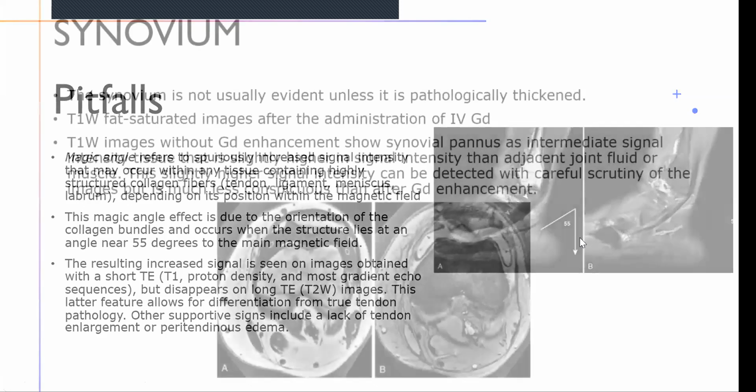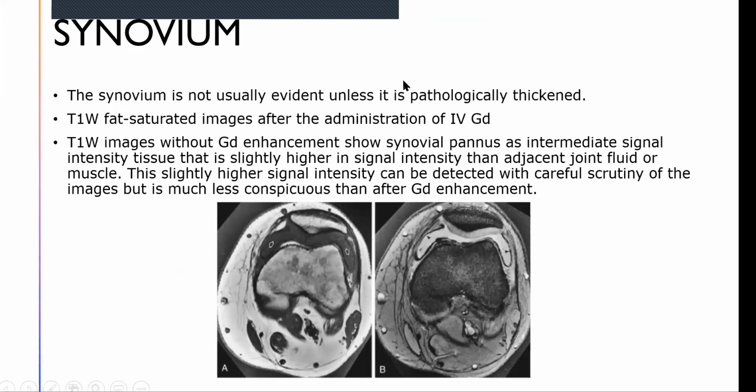Okay, what about synovium? The synovium is not usually evident unless the pathology is thickened. In T1, without IV gadolinium, the synovium has an intermediate signal intensity like that of the muscle, slightly higher than the adjacent joint fluid or muscle. So you have to use gadolinium. This slightly higher signal intensity can be detected with careful scrutiny of the images, but it is much less conspicuous than after the gadolinium. So if you want to see the synovial membrane, like for example in a tumor, a PVNS, or a synovial sarcoma, you usually have to do gadolinium for the synovium.